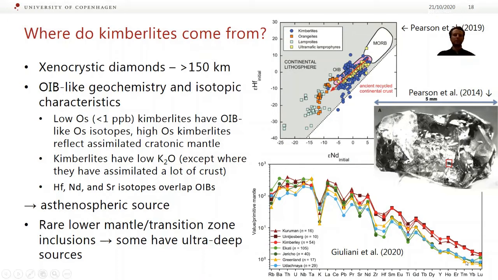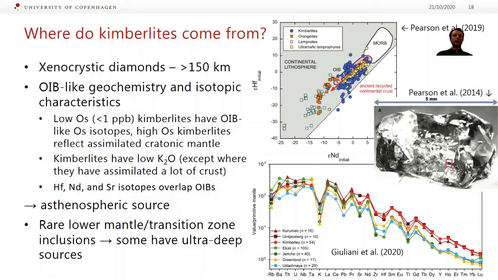In terms of hafnium, neodymium, and strontium isotopes, in the top figure there, they pretty much overlap OIB. And so this altogether has contributed to the idea that they have an asthenospheric source, so they're actually forming beneath the lithosphere. There's also some evidence from diamond inclusions, and the majority of diamonds we find in kimberlites seem to come from the lithosphere, so depths of less than a couple of 100 kilometers or so.